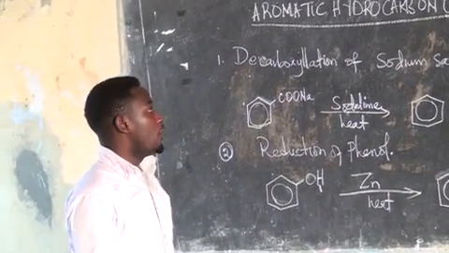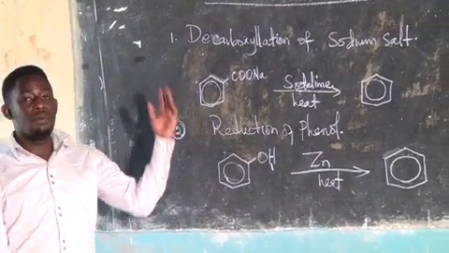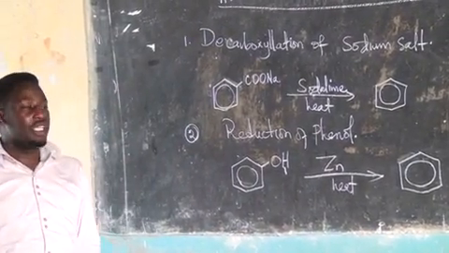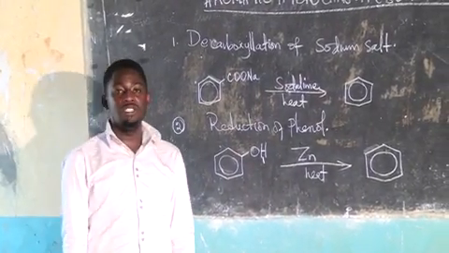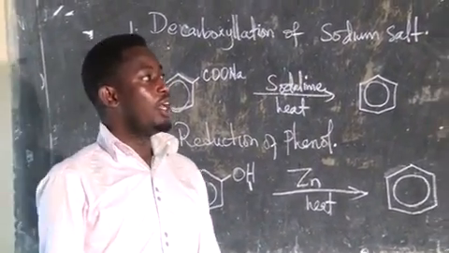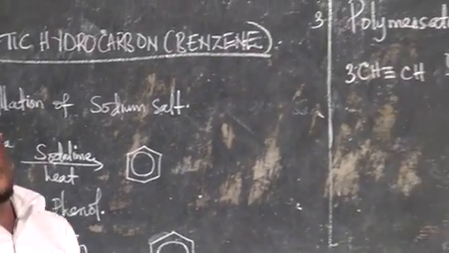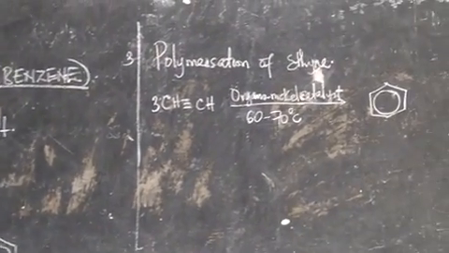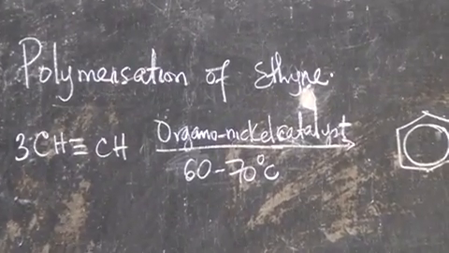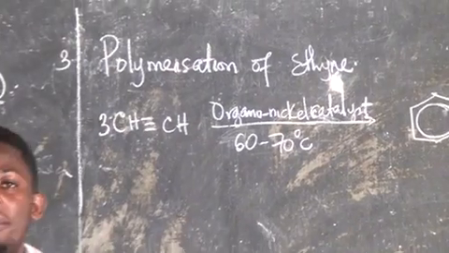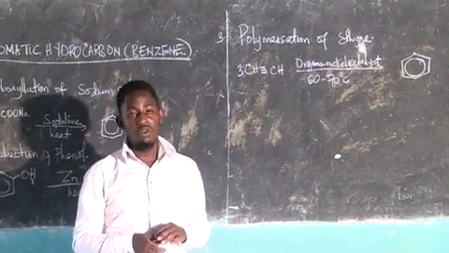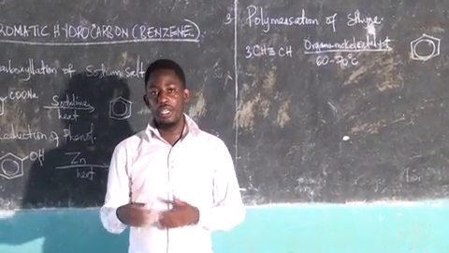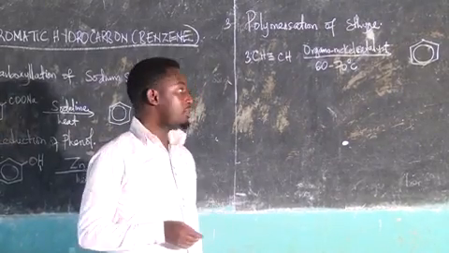The first one, we have talked about decarboxylation of sodium benzoate. Then we have looked at the reduction of phenol, and then lastly we have looked at polymerization of ethyne. However, there are many other methods of formation of benzene, which you can always look out for in textbooks.